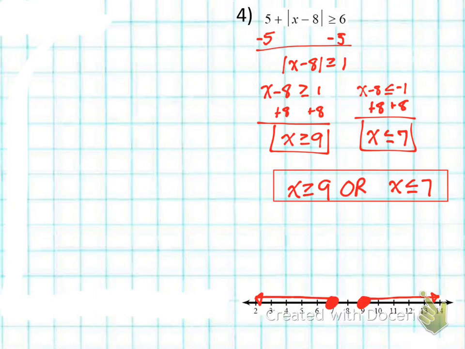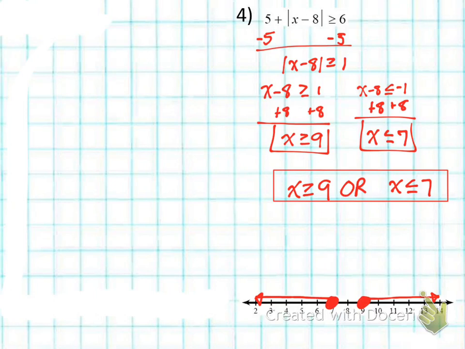Are they always going to overlap? No. So sometimes they go the opposite way. What this is saying is every number works except for the numbers that are in between 7 and 9. These don't work. Everything else will work. Okay? So that's number 4.